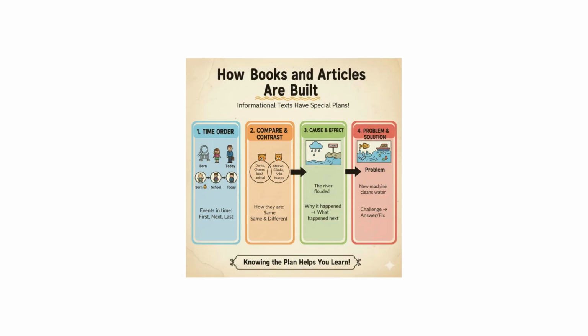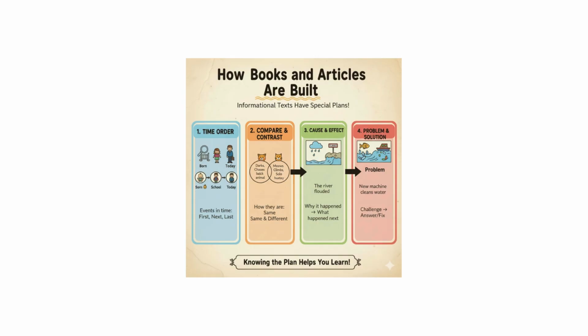Compare and contrast. This is when the writer is showing how two things are alike, meaning how they're the same, and how they're different. In your head, imagine a T-chart or a Venn diagram. For example, showing the similarities and differences between two animals, like dogs and cats, tigers and lions, or anything. It could be two different types of drinks, foods, anything like that.